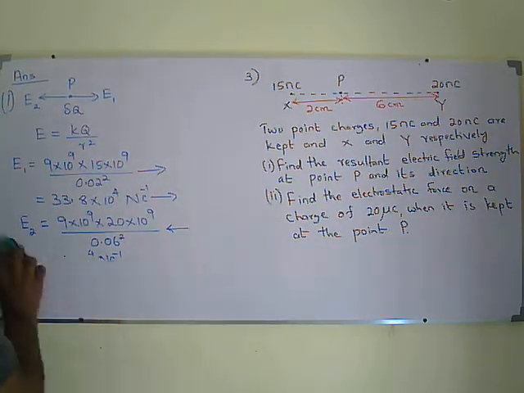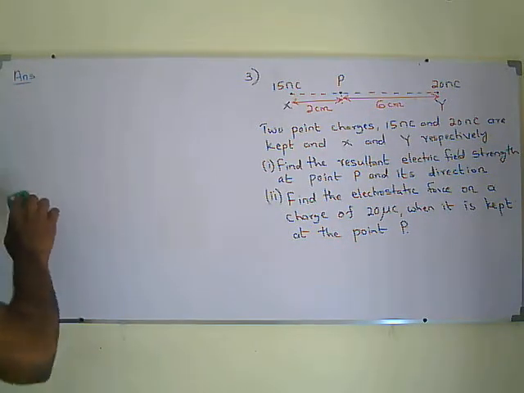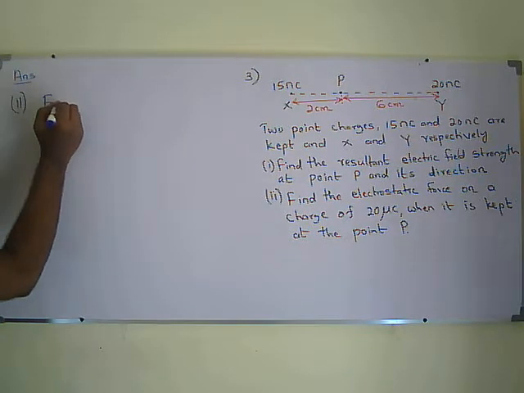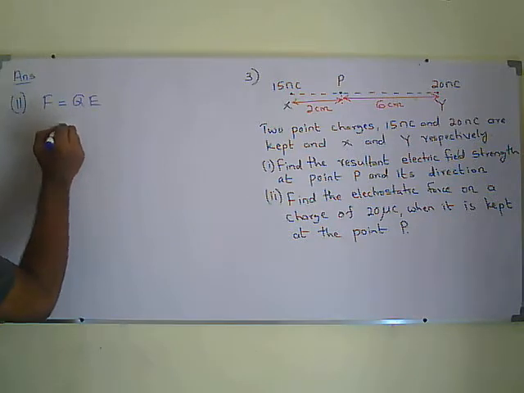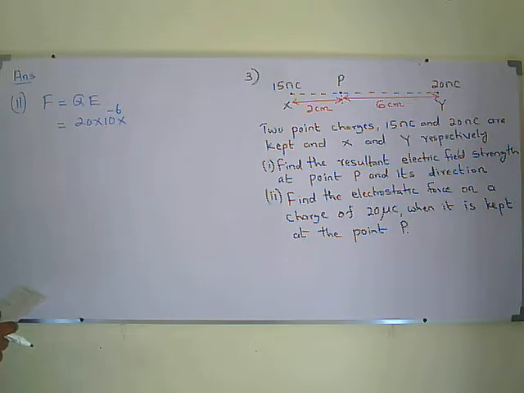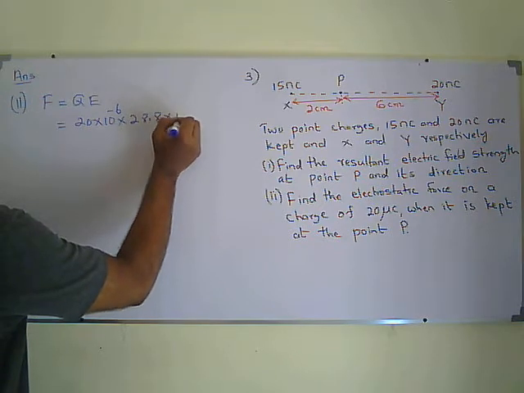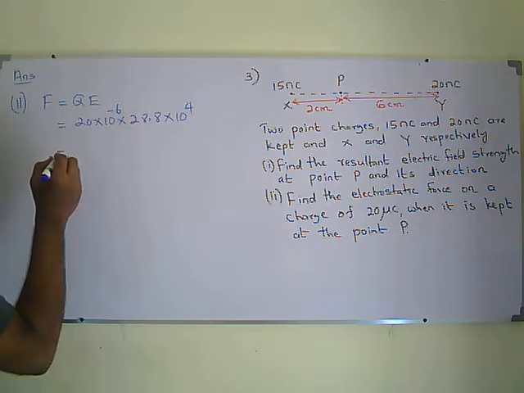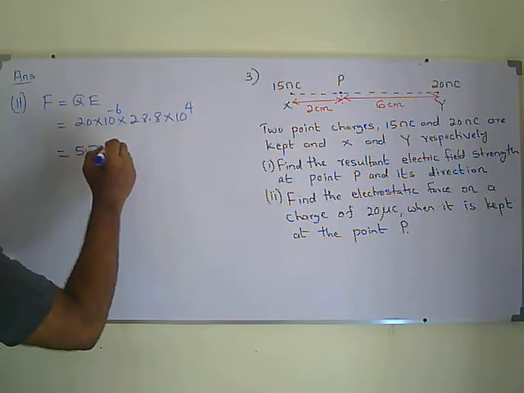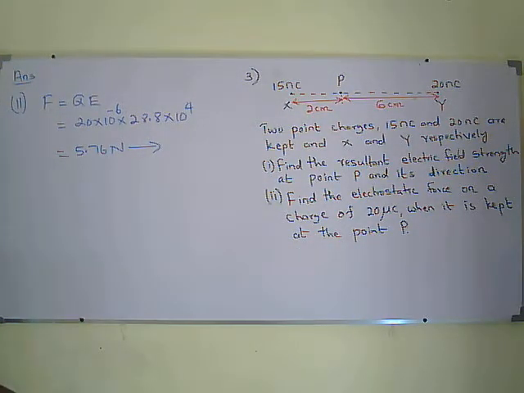So I can find the electrostatic force acting on the 20 microcoulomb charge, second part. Simply use the equation F equal QE. We know the charge, that is 20 into 10 to the power minus 6, into the electric field strength I just found now, 28.8 into 10 to the power 4. Solve it, you will get the answer. That will be 5.76 Newton, and the direction is towards right. That was the direction of the resultant electric field at point P.